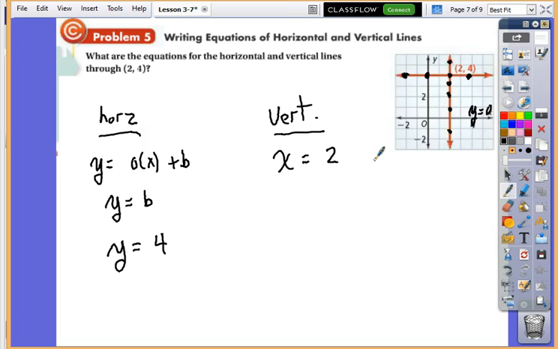And when you have horizontal and vertical lines, when you're writing an equation, you just have to identify one coordinate, not 2. So if I ask for the horizontal line that passes through the point (1, 2), the answer is y equals 2. If I ask for the vertical line that passes through (1, 2), the answer is x equals 1. You can look at your point and just pick the coordinate you need depending on whether you're horizontal or vertical. Does that make sense? All right.